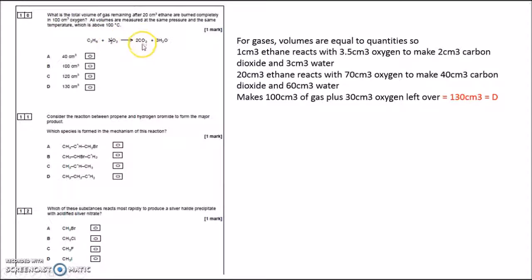I've made 40 cm³ of this and 60 cm³ of this. 40 and 60 is 100. Add the 30 cm³ of oxygen that's left over. 130 cm³. Your answer is D.